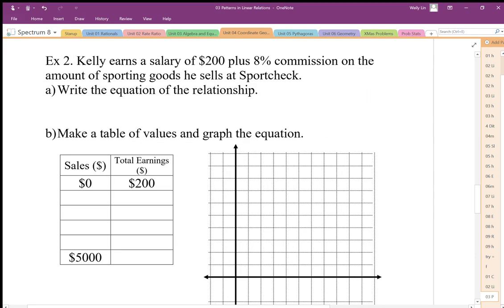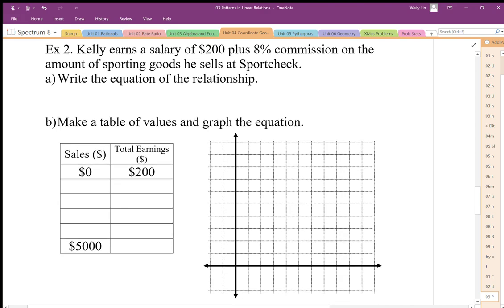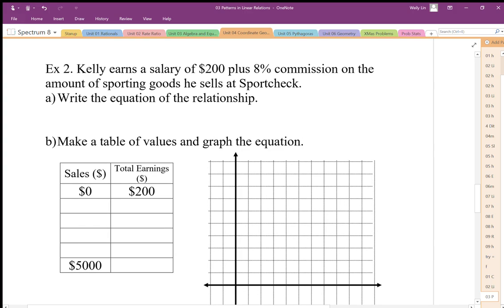So here Kelly earns a salary of $200 plus 8% commission on the amount of sporting goods he sells at Sport Chek. So write an equation for this relationship. Okay, so what are the quantities that we're comparing? We're comparing earnings to the amount sold. So the earnings is going to be the dependent, or y, the amount sold will be x.